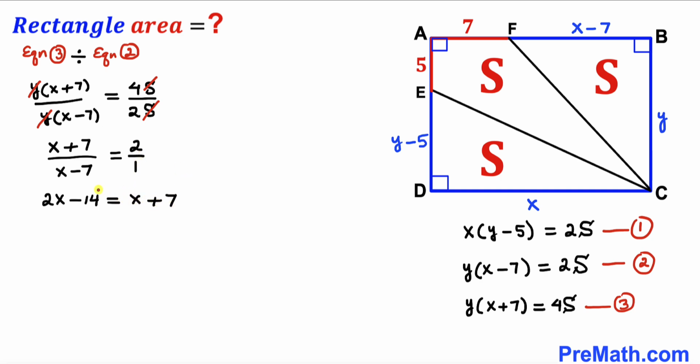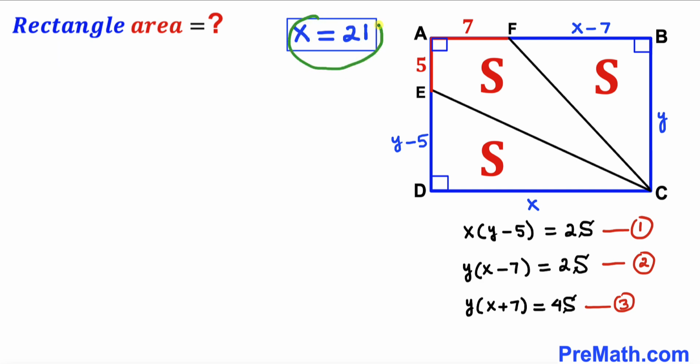And now in this next step I am going to move this negative 14 to the other side, and at the very same time I'm going to move this x in the opposite direction. If we simplify, our x value is going to be equal to 21 units. So thus our x value turns out to be 21.